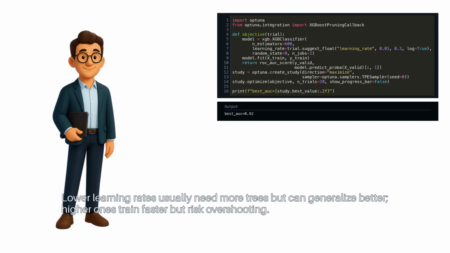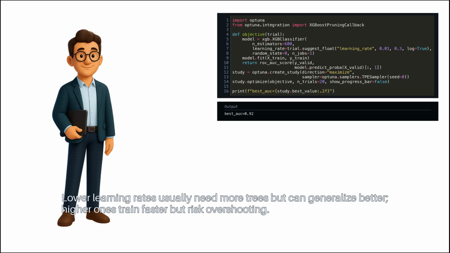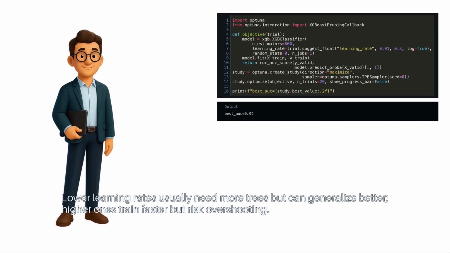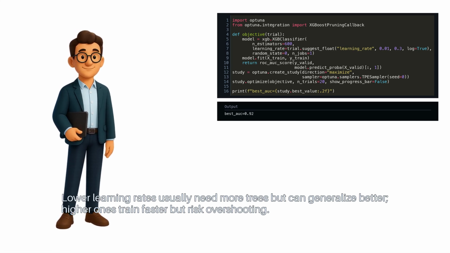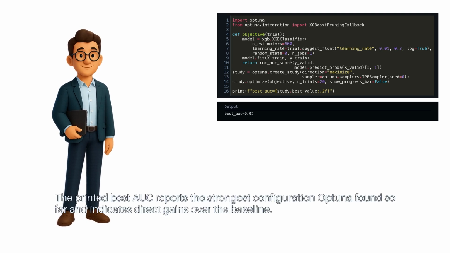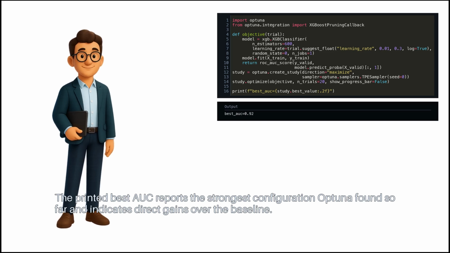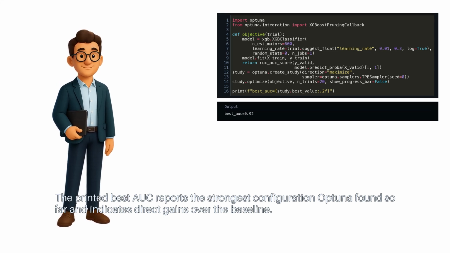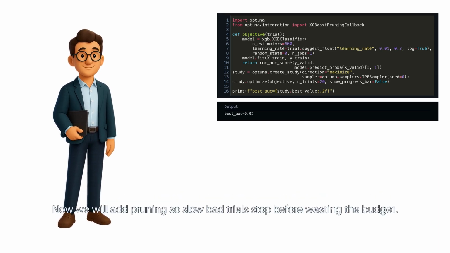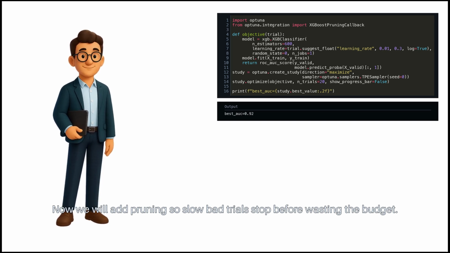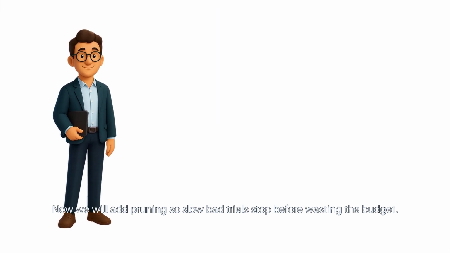Lower learning rates usually need more trees, but can generalize better. Higher ones train faster, but risk overshooting. The printed best AUC reports the strongest configuration Optuna found so far, and indicates direct gains over the baseline. Now we will add pruning, so slow bad trials stop before wasting the budget.